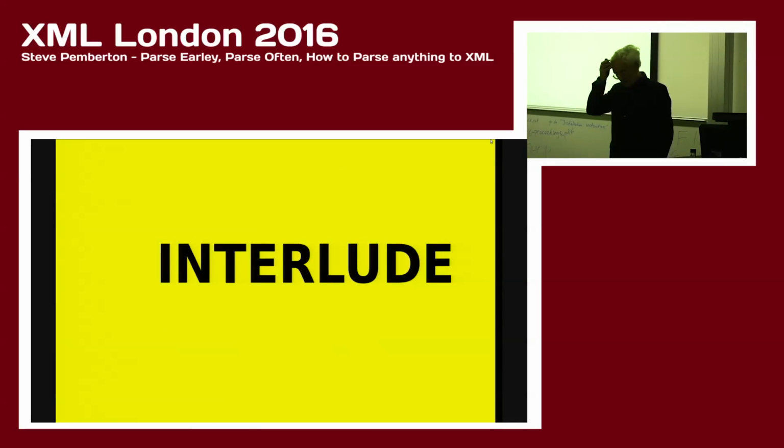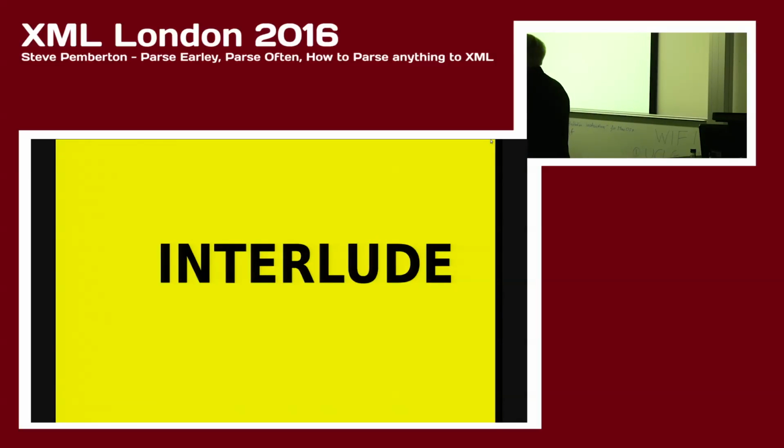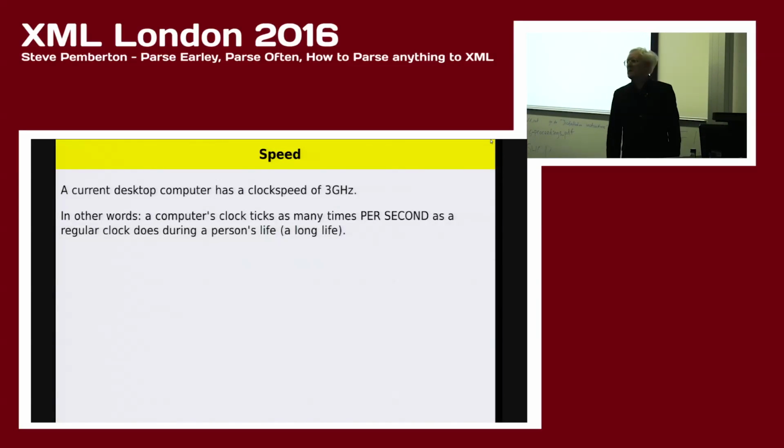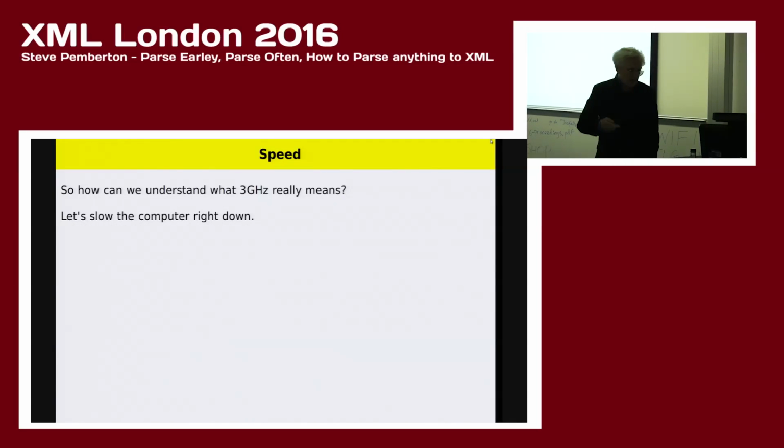But first, it's Sunday afternoon, so I want to make it a little bit lighter, with a little bit of an interlude, a related interlude, but all the same, an interlude. So, a current desktop computer runs at 3 gigahertz. Now, that's an interesting number because that means that the clock on a computer ticks as many times per second as the clock on the wall ticks in a person's lifetime. So, in other words, 3 gigahertz is a very big number. And some of us only manage 2 gigahertz, and my mother has already managed 3 gigahertz, but it's a sort of ballpark figure. So how can we understand what 3 gigahertz means as a number?